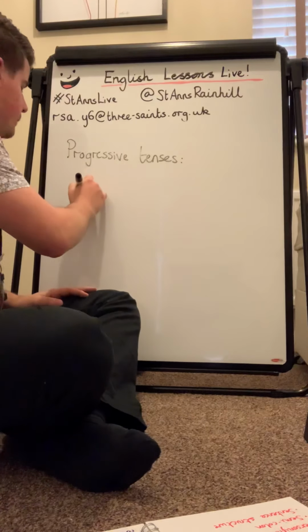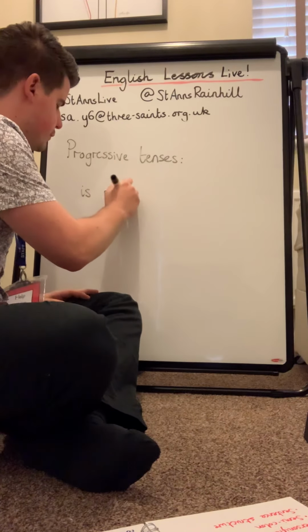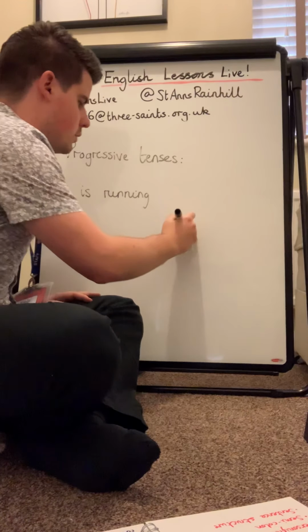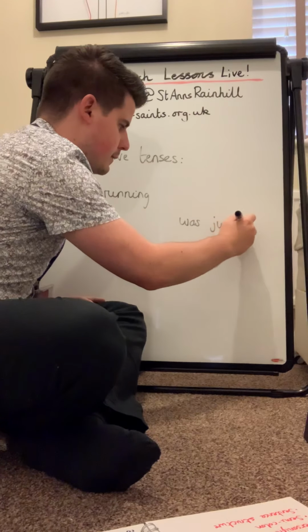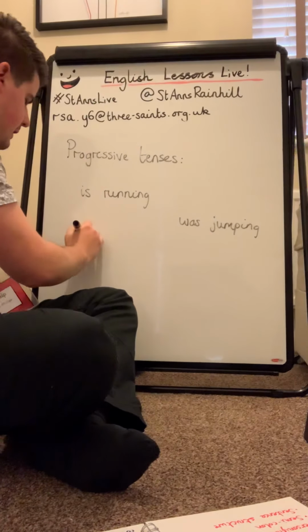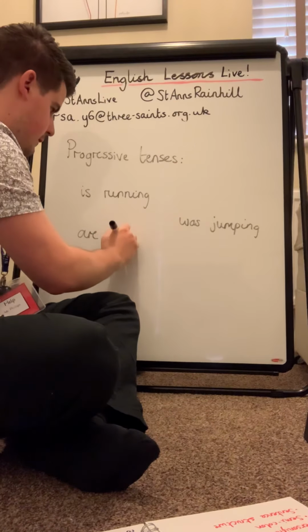So, is running, was jumping, are thinking, were working. Those are 4 examples of progressive tense. Is running, was jumping, are thinking, were working.